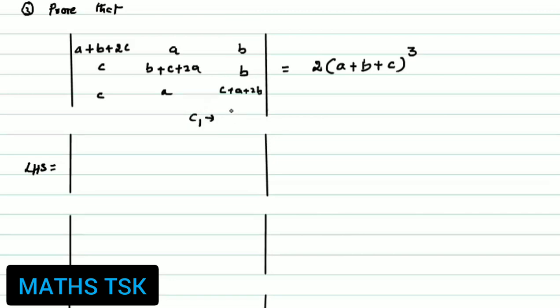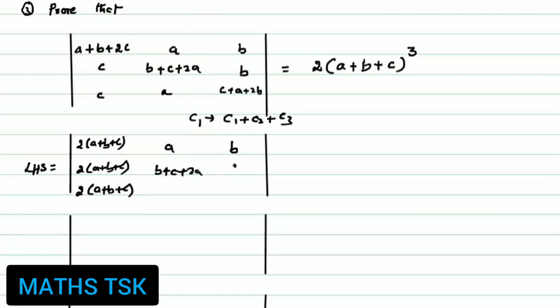C1 tends to C1 plus C2 plus C3. I add all the columns, so that this becomes 2 times a plus b plus c. There is 2 times a plus b plus c. There is 2 times a plus b plus c. Next one is a, b, b plus c plus 2a, then b, a, c plus a plus 2b. Okay, right.